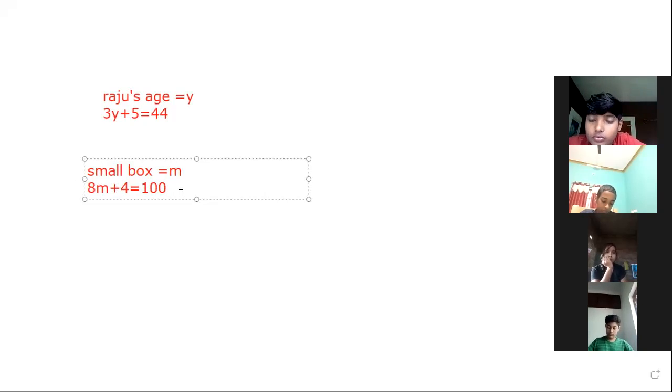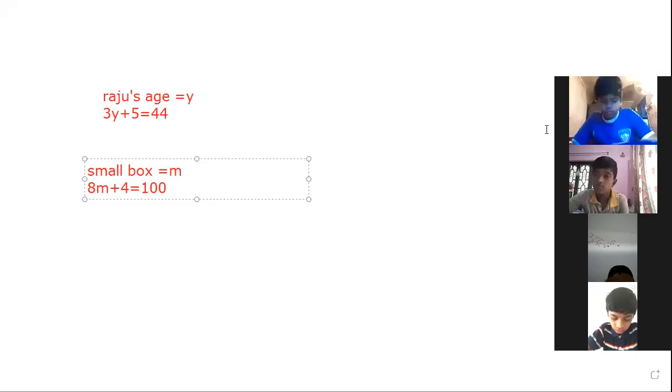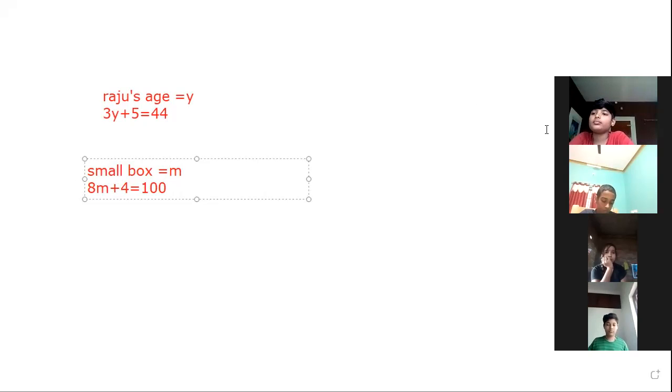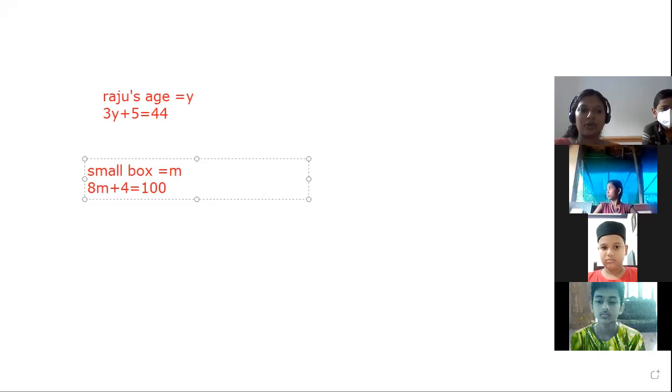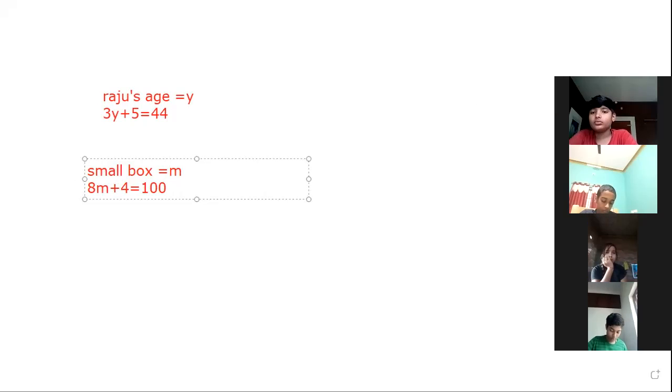Is it clear? Okay, we are just reading out our statement, and according to our statement, we are just formulating the given equation.